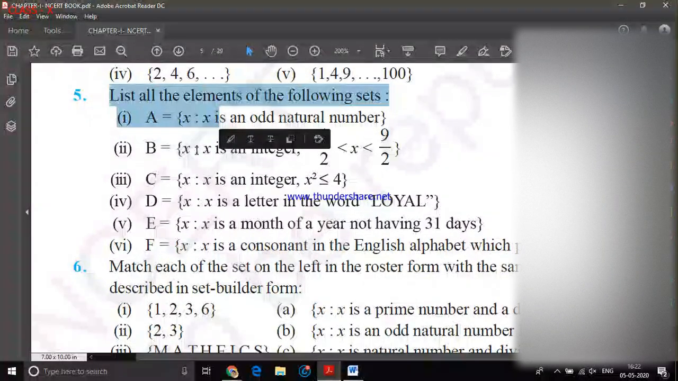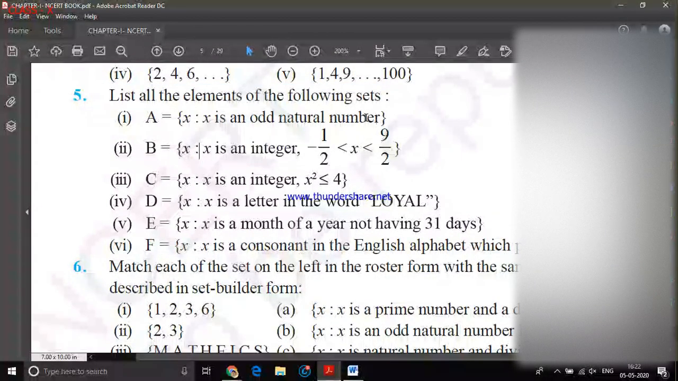Now a question, x such that x is an odd natural number. So what are the odd natural numbers that will come? It starts from 1, 3, 5, 7, 9 and so on. So this is an infinite set. Still, infinite sets we will introduce later on, but you can think of it. You already know each and everything, so it will become a revision for you.